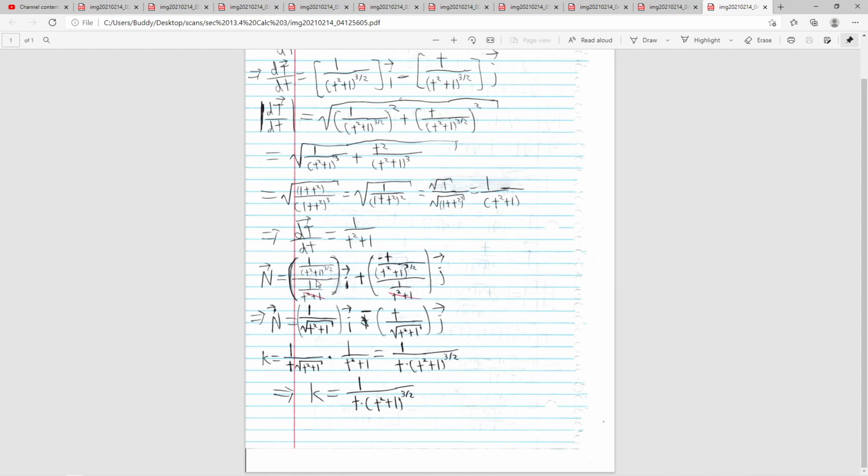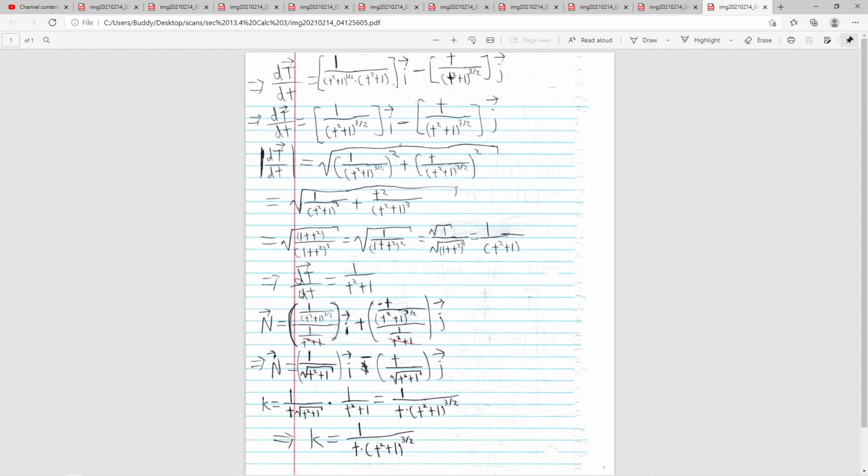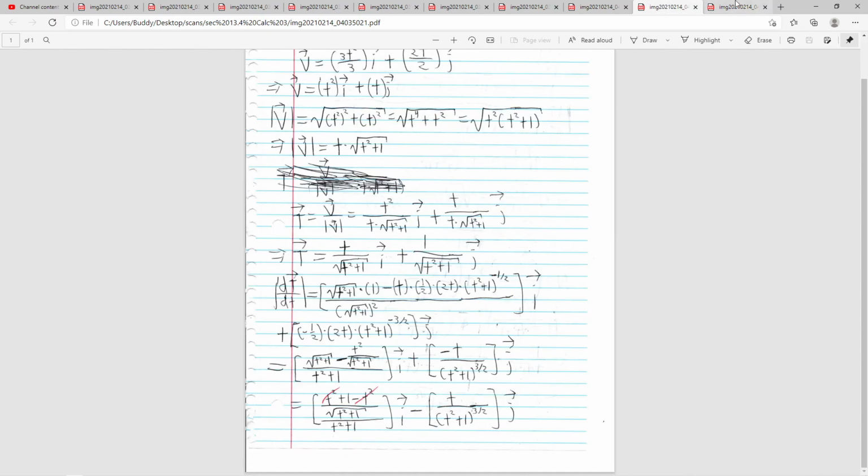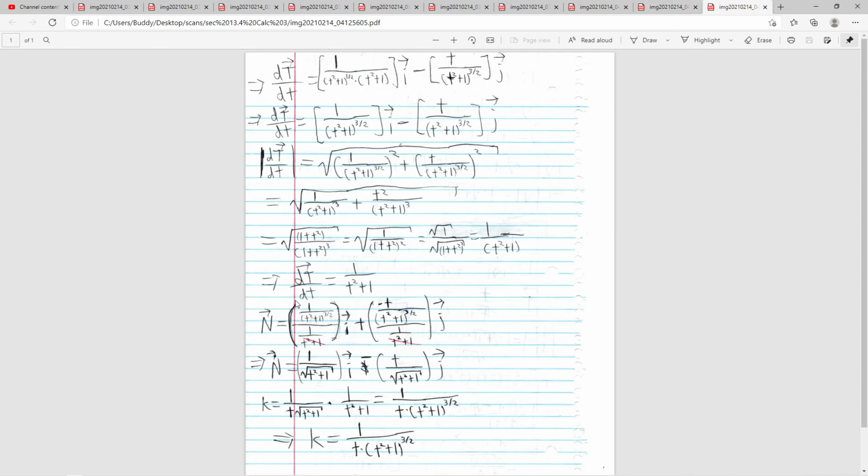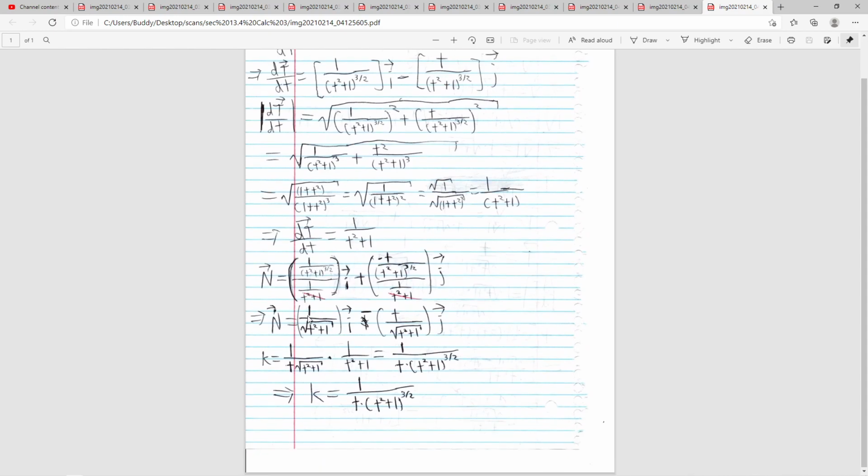N is equal to the division of this, and that should be magnitude. I forgot the magnitude here. I changed places, dropping bars where they should be, putting them where they shouldn't be. Yeah, 1 divided by t squared plus 1, and for the components, they basically cancel out. You do the multiplication and you'll get 1 divided by square root of t squared plus 1 i minus t divided by square root of t squared plus 1 j.